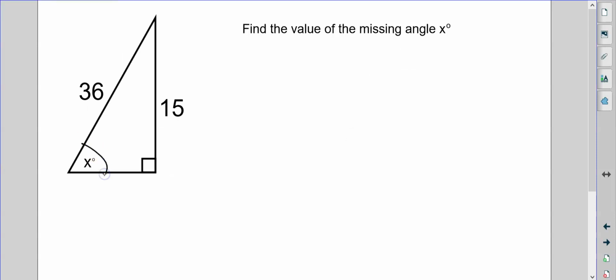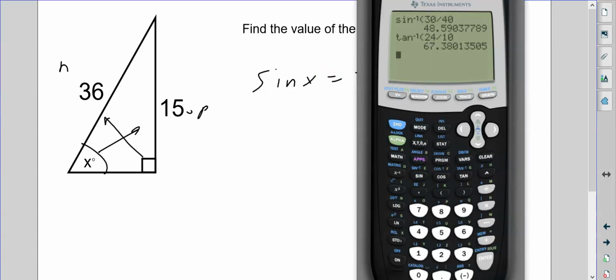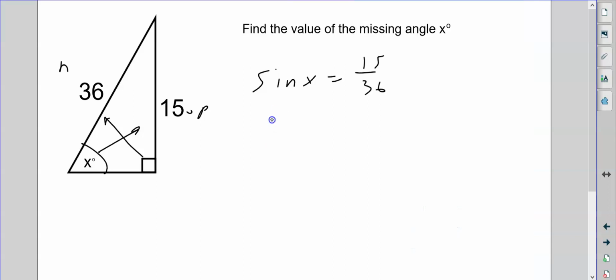All right, from here, again, what do we have here? That's opposite, and this is hypotenuse, opposite the right angle. So opposite and hypotenuse is OH, that's sine. Sine of the unknown is opposite over the hypotenuse. And so again, just take our calculator, second sine, type in 15 divided by 36, and we get 24.6 degrees, 25 degrees, whole number.